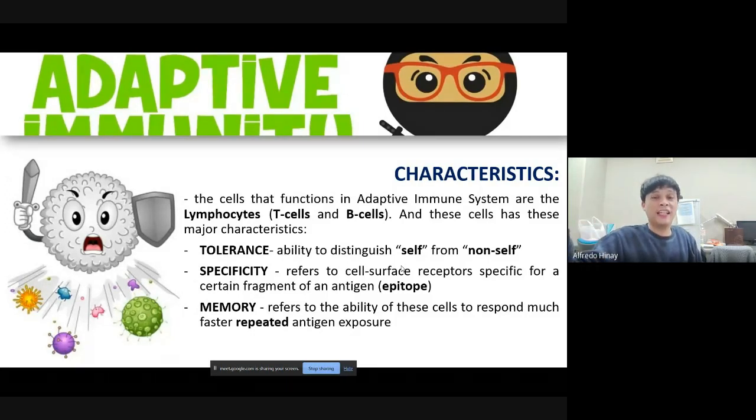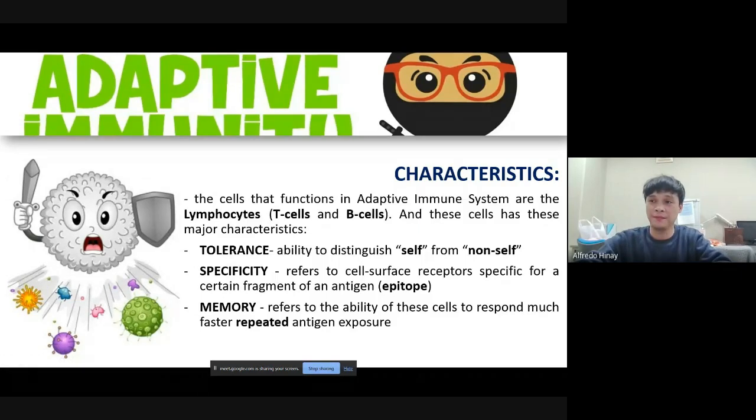Spoiler: with the T cell, we have your thymus. The thymus will educate the T cells on different self-antigens, so that when they go to the peripheral blood, they will recognize which antigens are self. Okay? Then you have your specificity, which refers to the cell surface receptor specific for a certain fragment of an antigen. And we have your epitope, class.